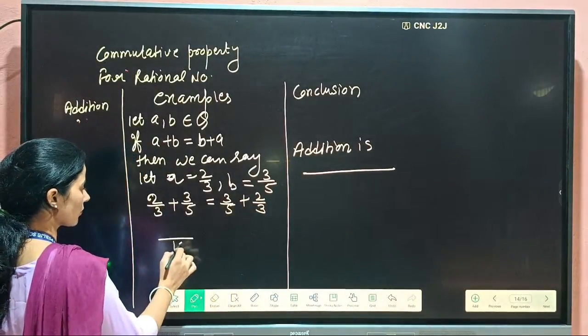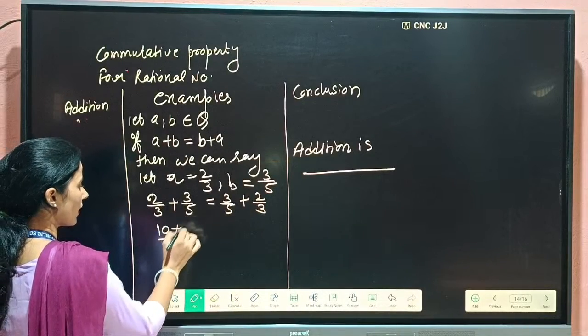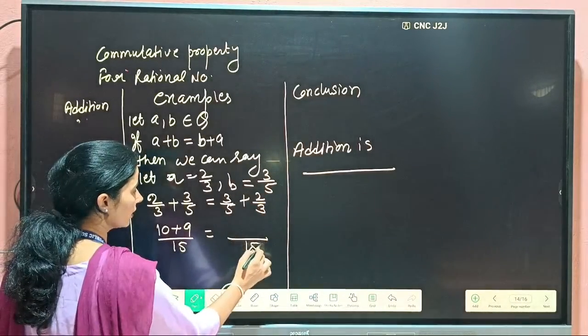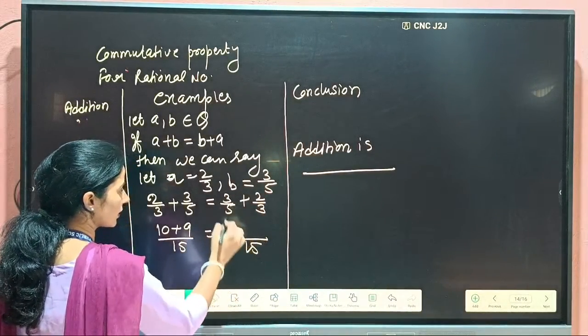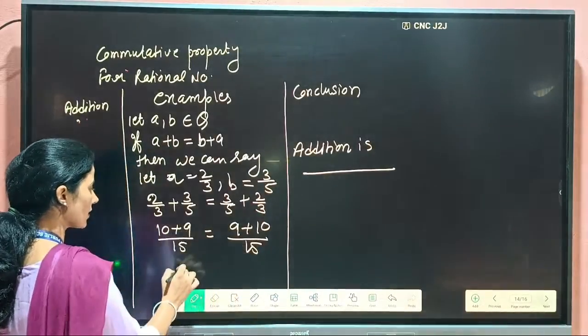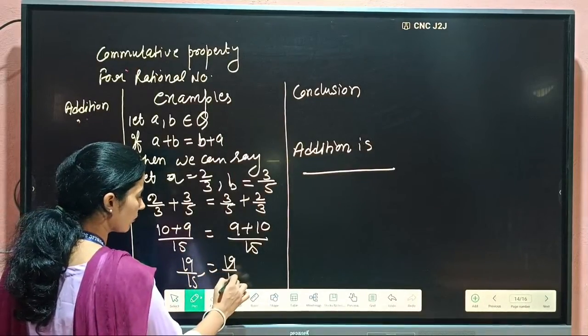Take LCM, it is 15. 3 5s are 15, 5 2s are 10, 5 3s are 15... 3 3s are 9. So it is 10 plus 9, 19 by 15, and there also 19 by 15.